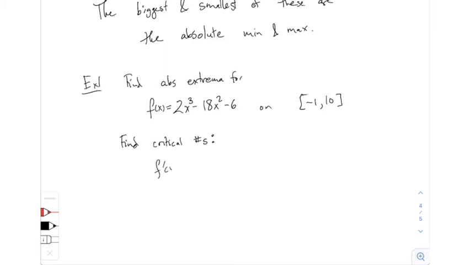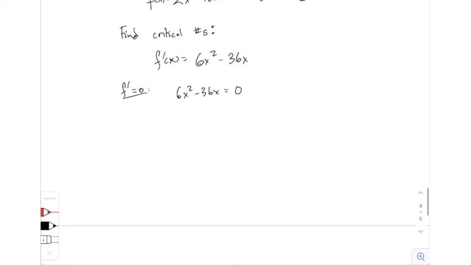F prime of x. This is an easy enough function to take the derivative of. It should be 6x squared minus 36x, I think, right? That's the derivative. I want to know when the derivative equals 0, and also when the derivative does not exist. So first you just have to check those separately. First I will check when the derivative equals 0. So I set this equal to 0 and try to solve for x here.